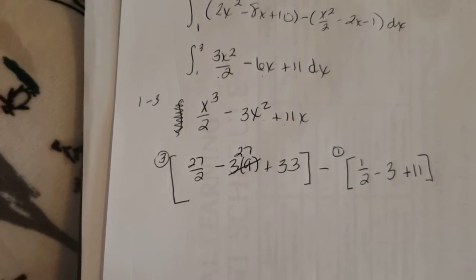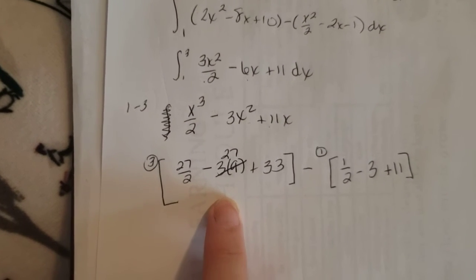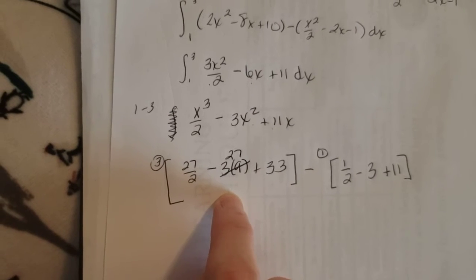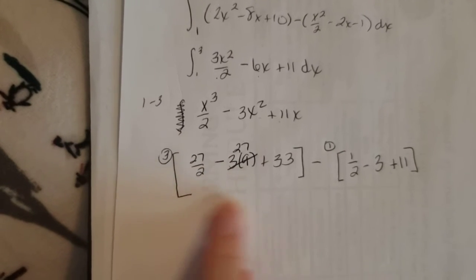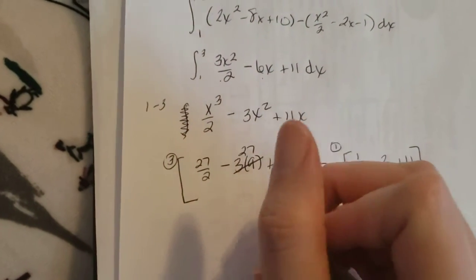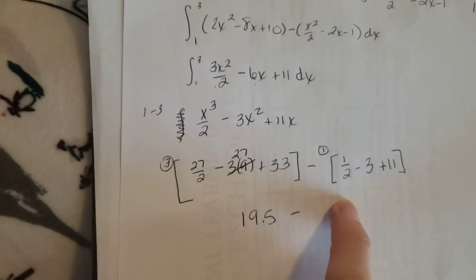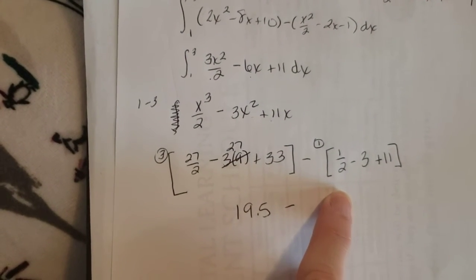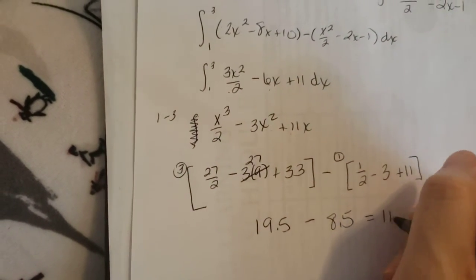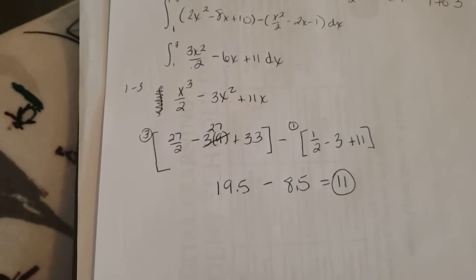So if I put these things into my calculator, over here on this side, I get 39 halves, or 19.5. And then over here, I get 17 halves, or 8.5. And when we subtract those, we get 11. So that makes a little bit more sense as far as the arithmetic goes.